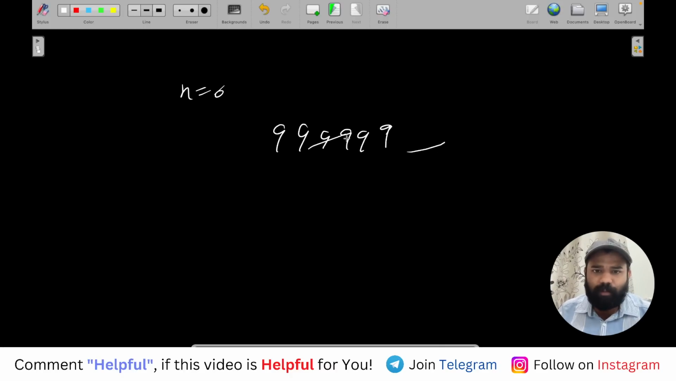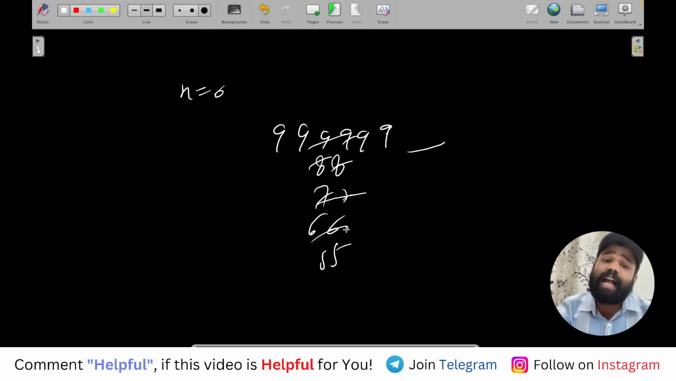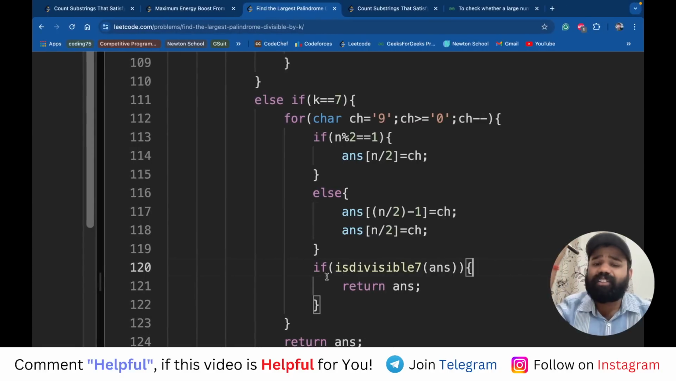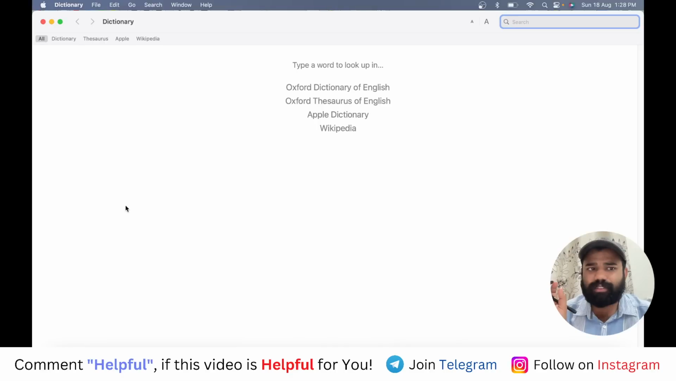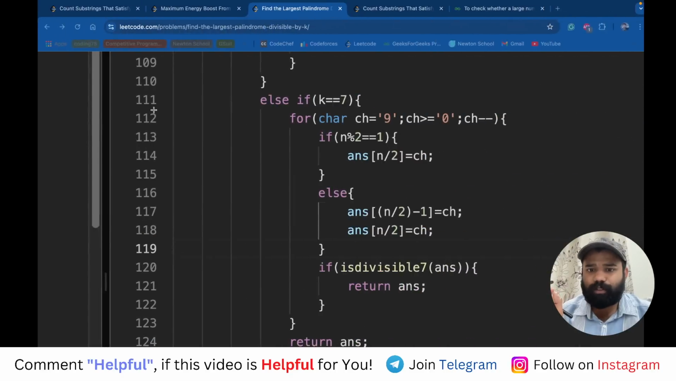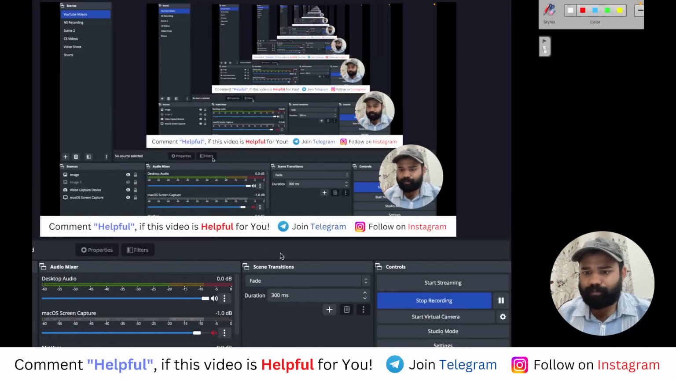For example, let's say हमें check करना है 6 के लिए, तो I will initially take 99999. I will check. Is it? No. I will make it to 8. Is it? No. Then 7. Then 6. Then 5 and so on. And it is a guarantee that any one of that will always be divisible by 7 and you will just return it. This is the case. Okay.